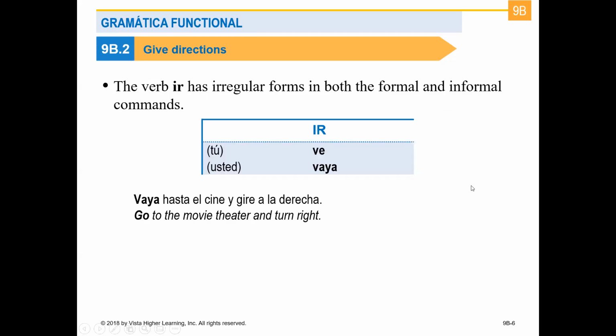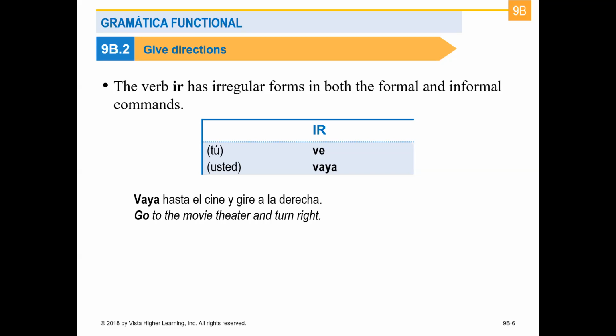So the most, I guess, sort of irregular command that is included in these pages is the ir command, and it's irregular for tú and for usted. So whether it's formal or informal, it's going to be an irregular form. So basically, all you have to do is remember, and it's only two of them, so it shouldn't be that bad. So the command for ir in the tú form is ve, and in the usted form, it is vaya.